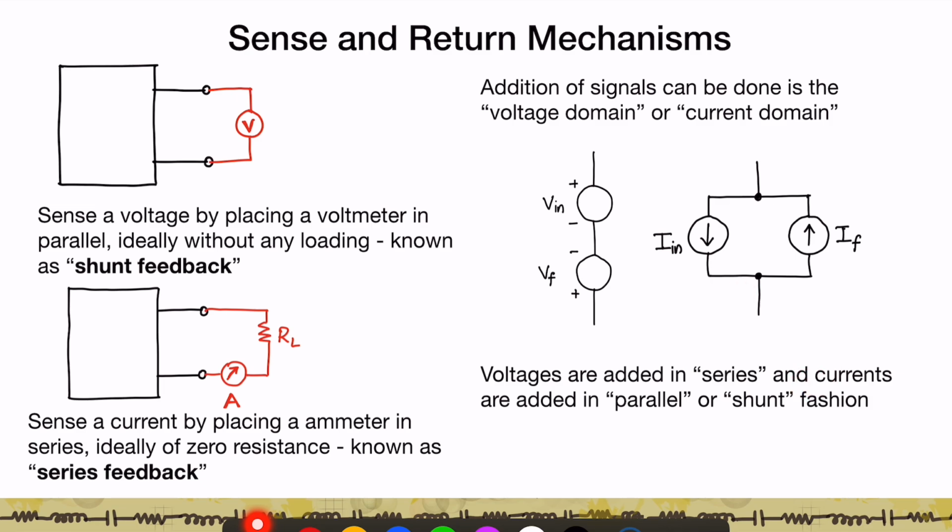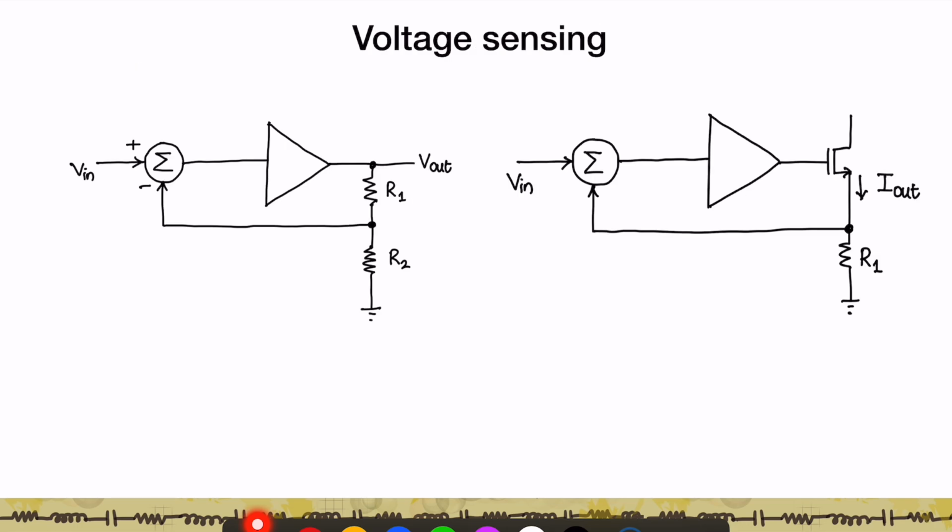So please remember this, that voltages are sensed in shunt, currents are sensed in series, voltages are added in series, whereas currents are added in a parallel or a shunt fashion. Right? And so we have examples, for example, of voltage sensing. So here I have an amplifier, right? And one way to sense the voltage, a very simple way, would be to use a resistor bridge. So this is your feedback network and the voltage appearing across R2 is being sent as the feedback signal to your summer, right?